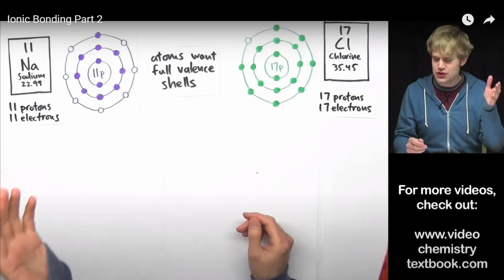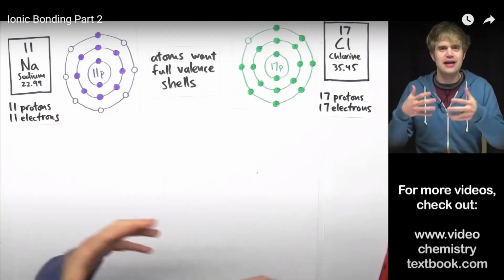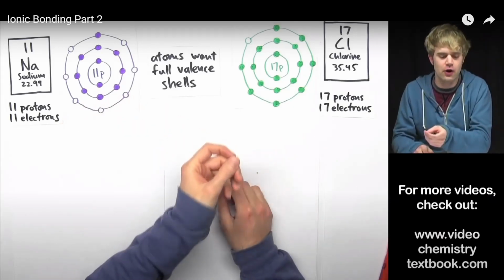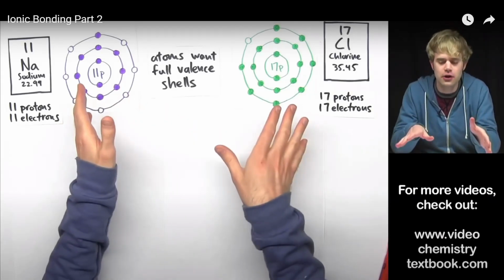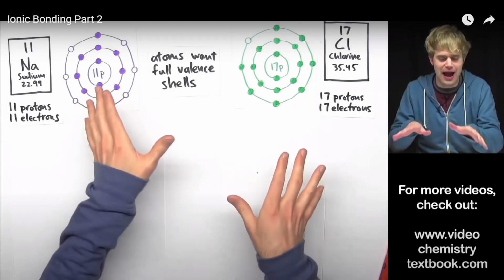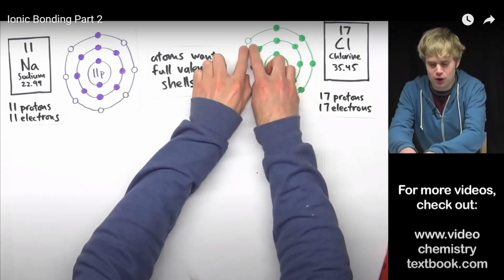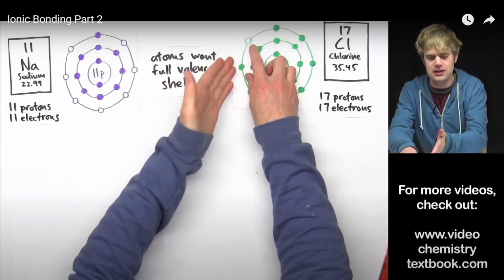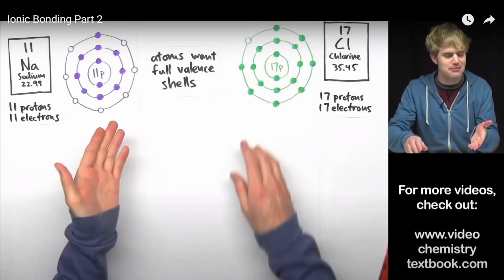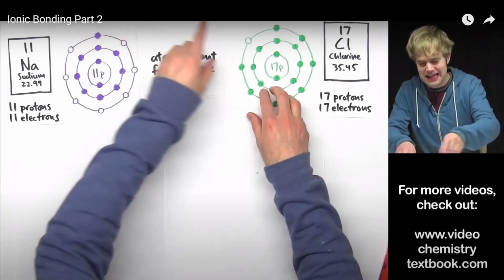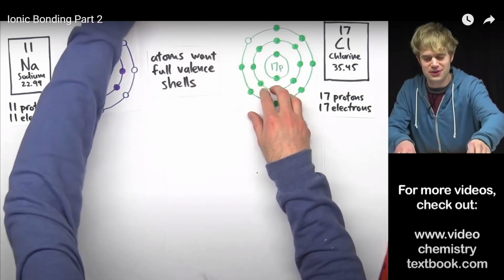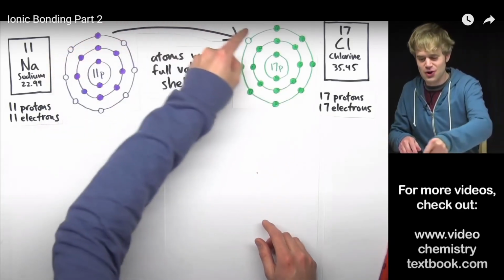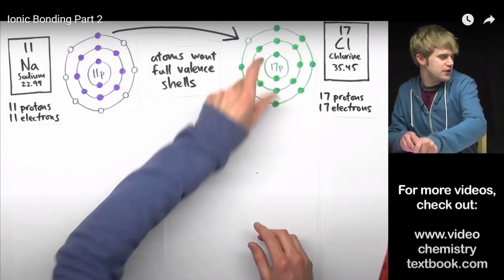Okay, so how are sodium and chlorine going to get happier? How are they going to fix their situation? How are they going to try to fill their valence shells? Well, take a look at this. They can help each other out, okay? Chlorine has one spot left before it's able to fill its valence shell. And so what happens is sodium can give chlorine one of its electrons, okay? So this electron moves from sodium to chlorine to fill this spot.